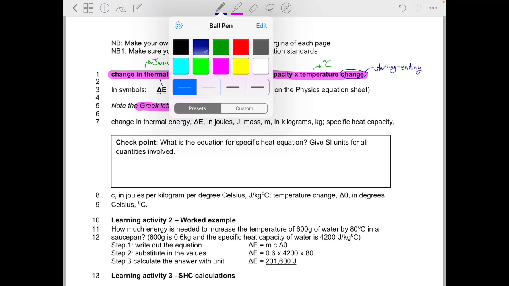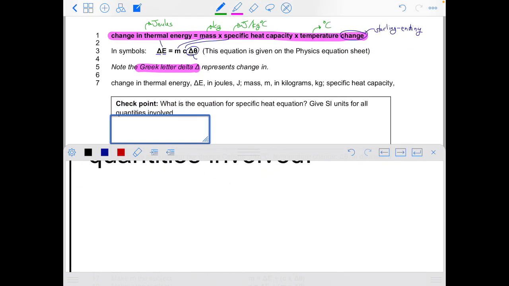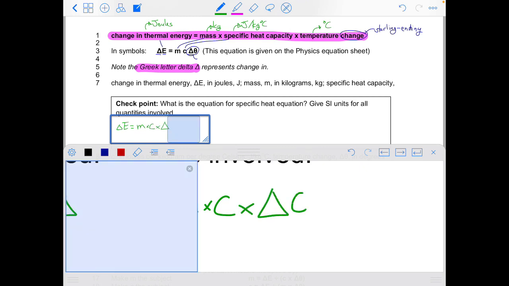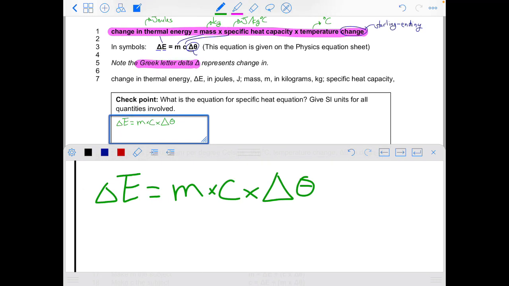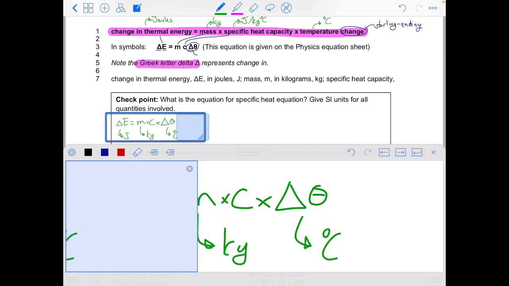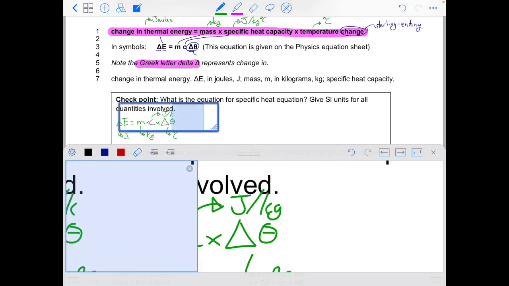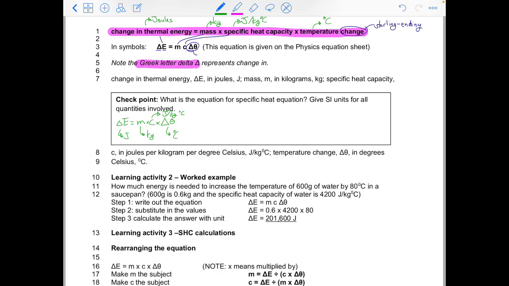So switching now to your feedback colors, hopefully that you were able to do this without looking back, but we have our change in energy, which is equal to our mass times our specific heat capacity times our change in temperature. All right, the SI units, remember, are just the scientific units. So this is in joules, mass is in kilograms, change in temperature, degrees Celsius. Our specific heat capacity is joules per kilogram, degrees Celsius.